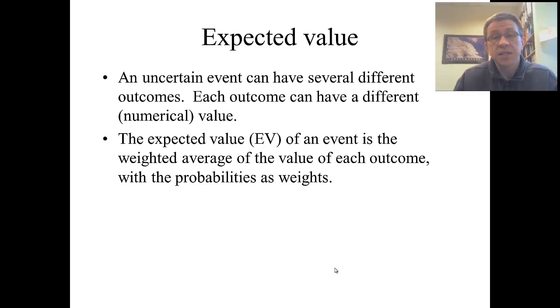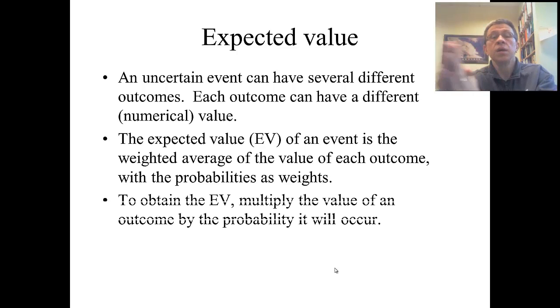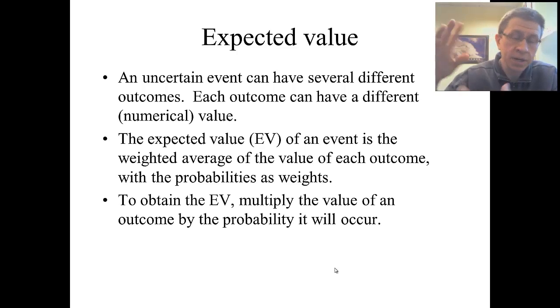Right? So the expected value of an event is the weighted average of the value of each outcome with the probabilities as weights. To obtain the expected value, multiply the value of an outcome by the probability it will occur. So let's say a third of the time you make 4 sales, a third of the time you make 5 sales, a third of the time you make 6 sales. Now that's probably not too interesting because actually it's going to be the average in the middle, but a third of the time you do 4, a third of the time you do 5, a third of the time you do 6.